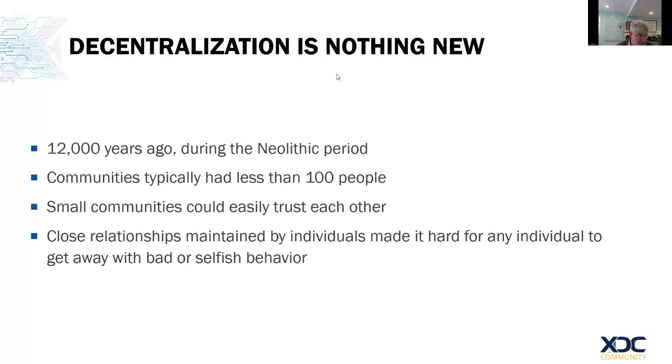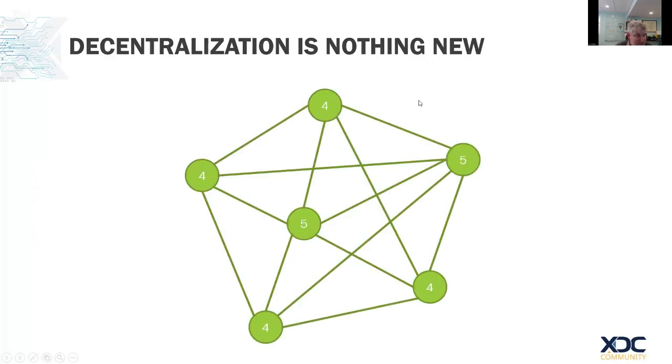They could trust each other because they had close relationships. You know everybody, and it makes it harder to get away with bad behavior, right? So you can trust that people are going to act in the best interest of the group. And you can try to draw that as a graph, and it looks something like this.